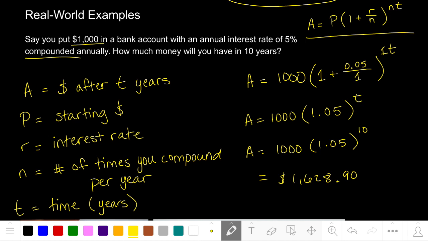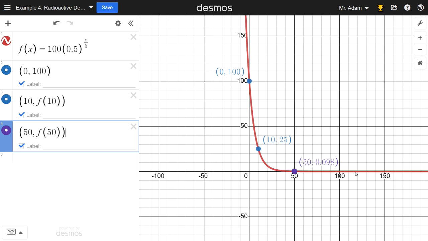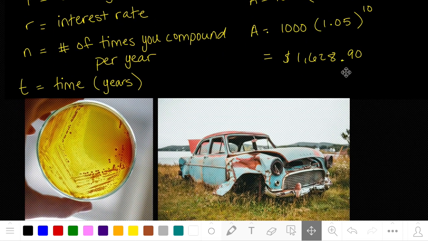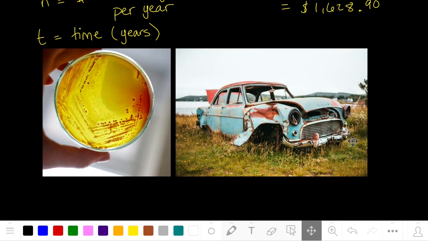Let's look at a graph. We can see that in year 0, we start with that $1,000 that we put in, and in year 10, $1,628.89. Of course, we round that up to 90 cents, unless you're a gas station. So these functions aren't just for theoretical fun. They model real-world scenarios, from bacterial growth in a petri dish to your slowly depreciating car.